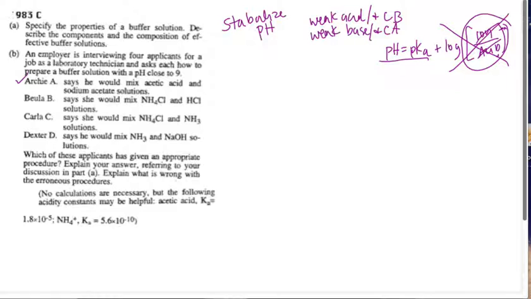Okay. Well, let's look at all of them. This is after the interview. We got to look at all our applicants. Beulah, unfortunate name, says she would mix NH4Cl and HCl. No. Why is that not a buffer? HCl is a strong acid, so she's not even in contention. That's not even a buffer. What about Carla? Carla says she would mix ammonium chloride and ammonia. That is a buffer, and it's a weak base and a conjugate acid.